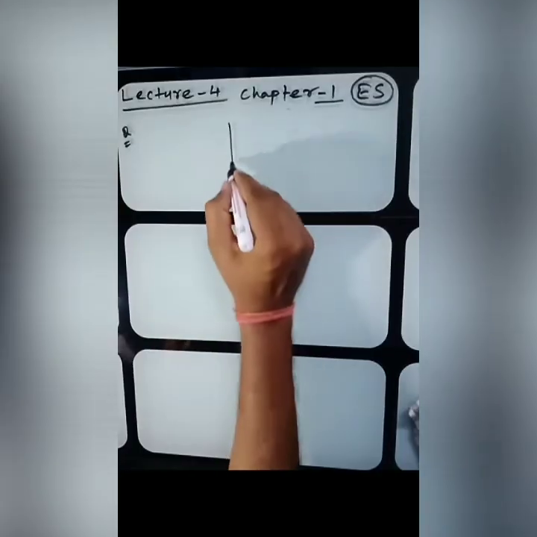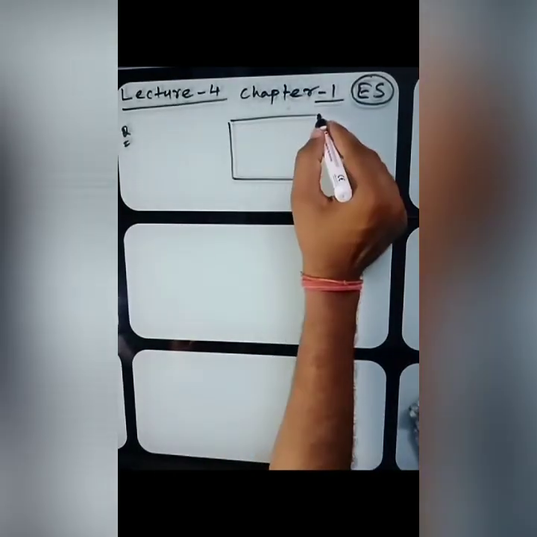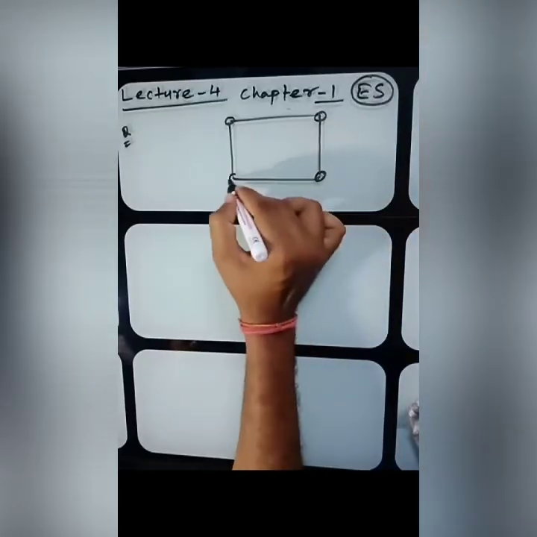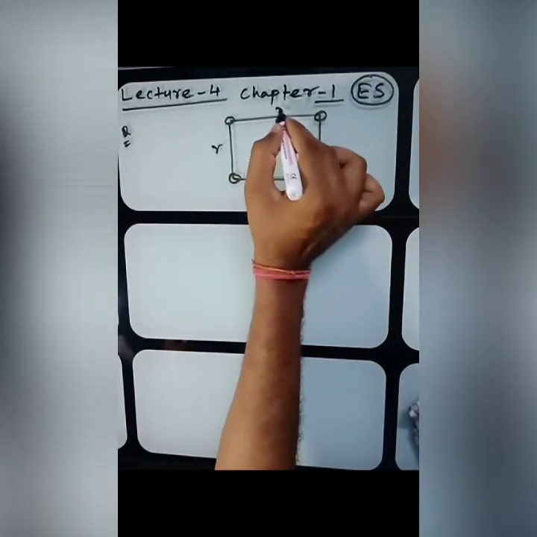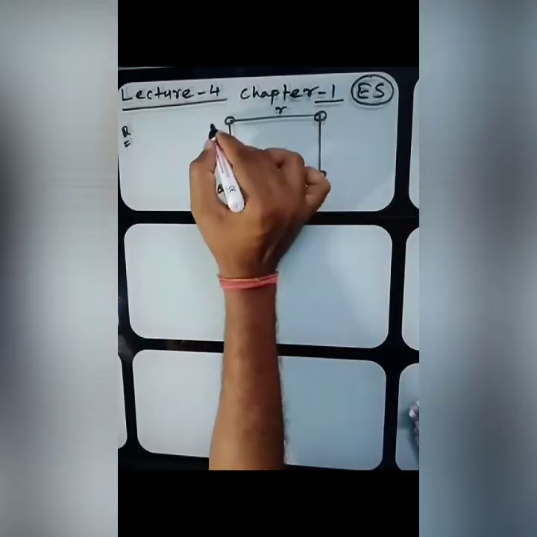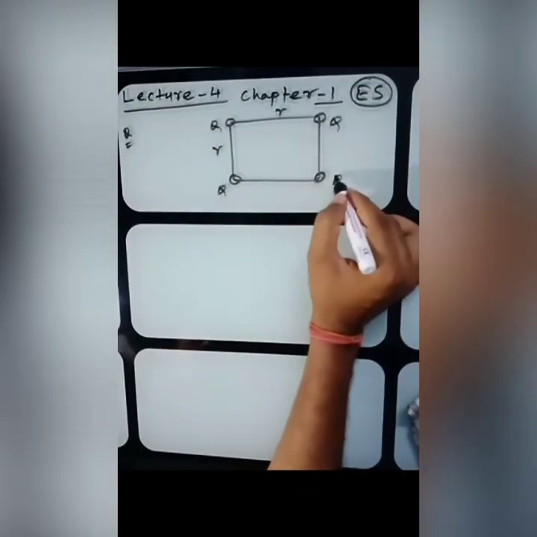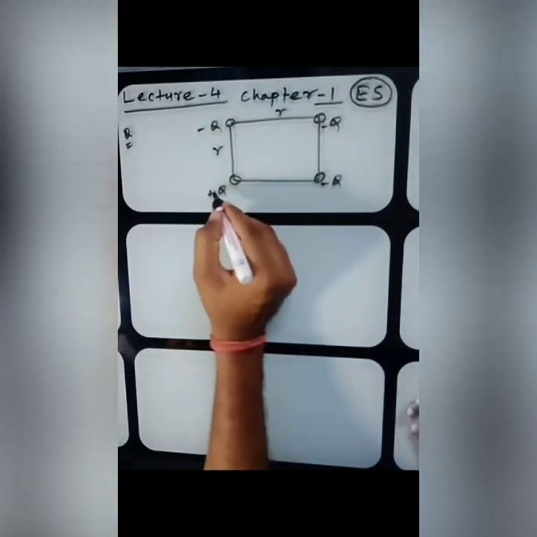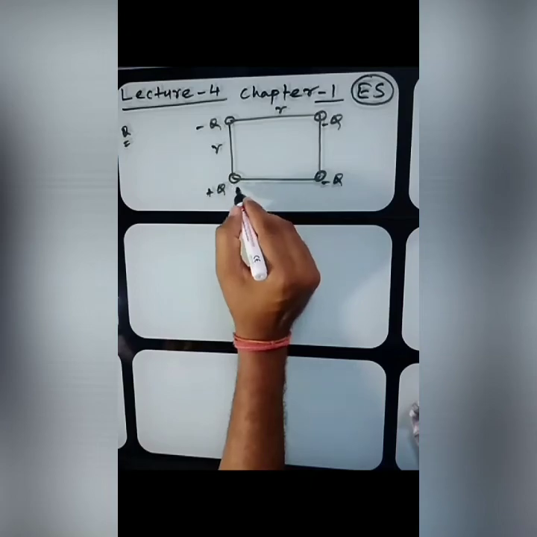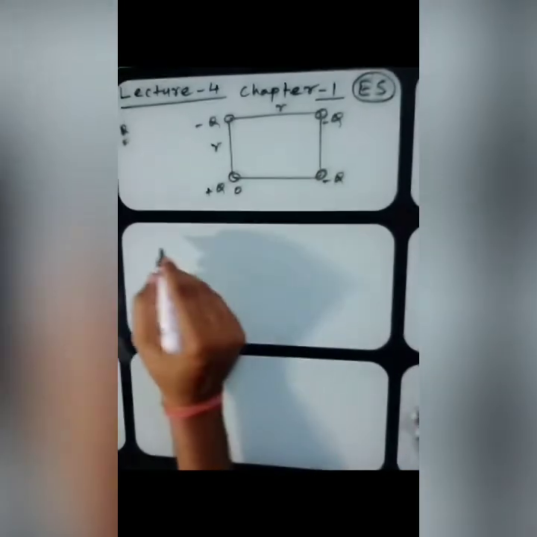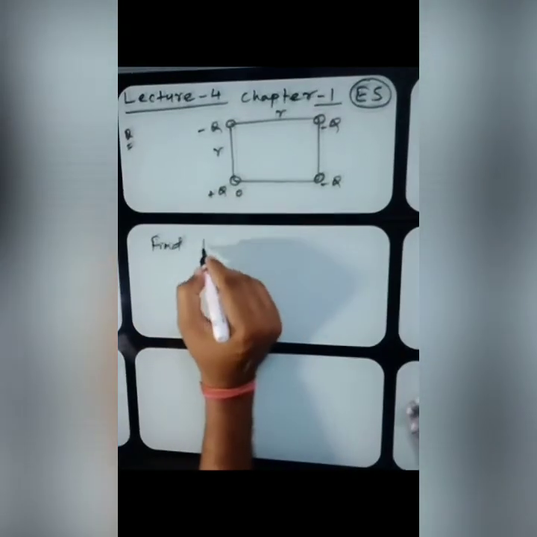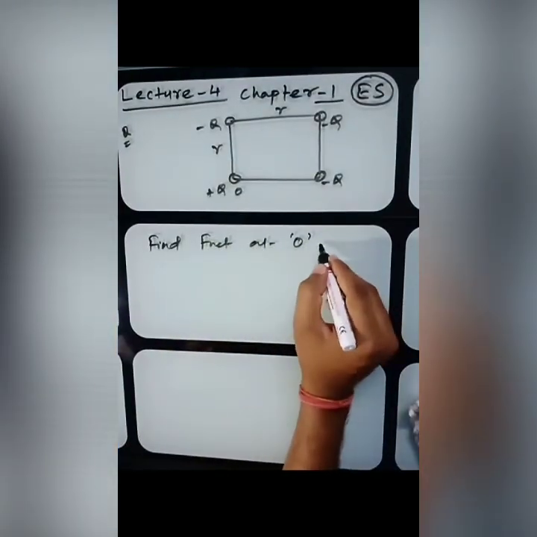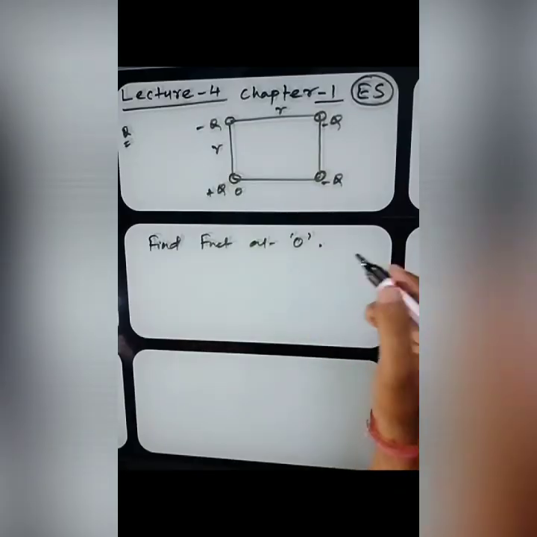If you're having four charges placed at four vertices of a square, the charges are Q, Q, Q and Q, all the charges are negative and this is the positive. You have to find the net force F net at O. Okay, you will solve by yourself.